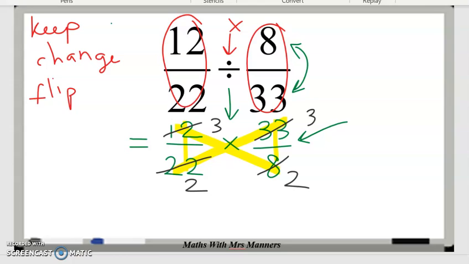And then when I check vertically and diagonally, I can't see anything else that can cancel. When you get to that point where nothing else will cancel, you will multiply whatever's left. So in the numerators, I have 3 times 3. It gives me 9. And in the denominators, I have a 2 times another 2. That gives me 4. So that is how we divide regular fractions.